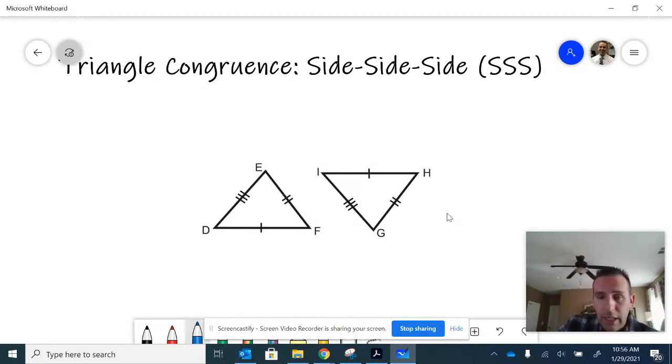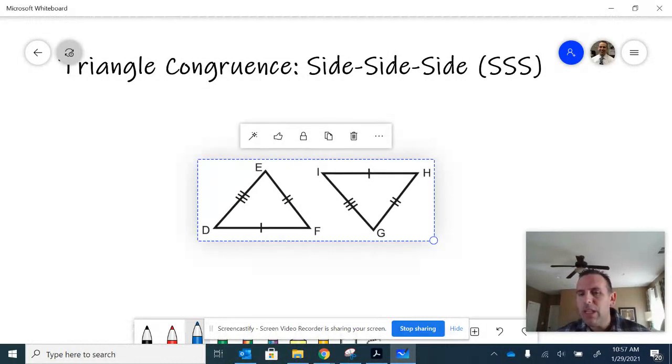If this had a length of 3, and this had a length of 3, this had a length of 4, this had a length of 4, this had a length of 5, and a length of 5, then you could determine that there's only one way to build those triangles. GeoGebra is a great way to examine that.